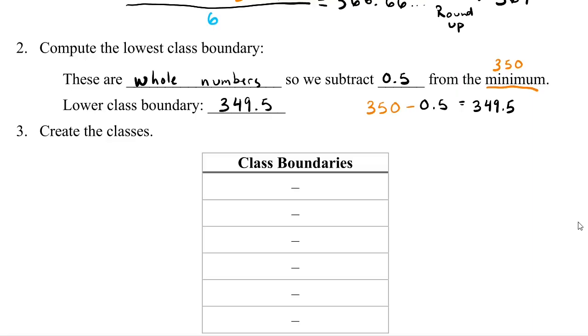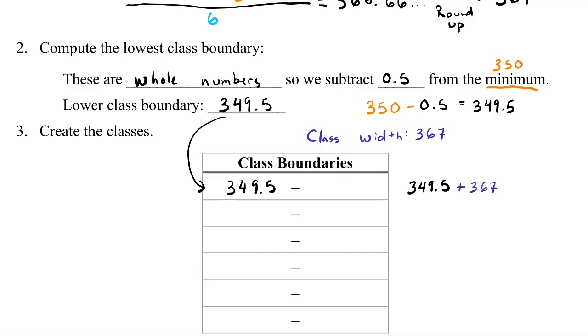Okay, now we're ready to actually create our classes. That is, to figure out the boundaries of each class. And to do that, we're going to put the 349.5 as our first lower class boundary. And then, remembering that our class width was 367, for each class, we're going to start with the lower boundary and add the class width to that.